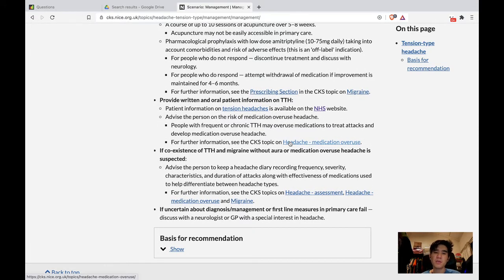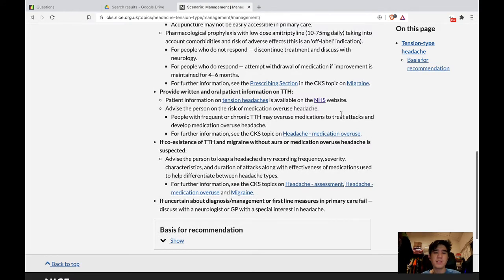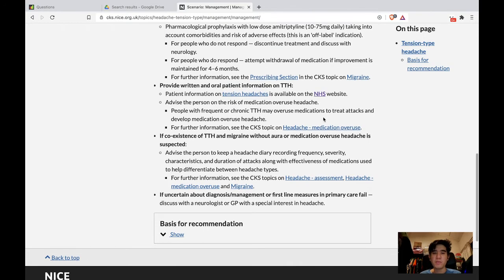Provide written and oral patient information on tension type headache. Patient information on tension headaches is available on the NHS website. Advise the person on the risk of medication overuse headache. People with frequent or chronic tension type headache may overuse medications to treat attacks and develop medication overuse headache. For further information, see the CKS topic on headache medication overuse.